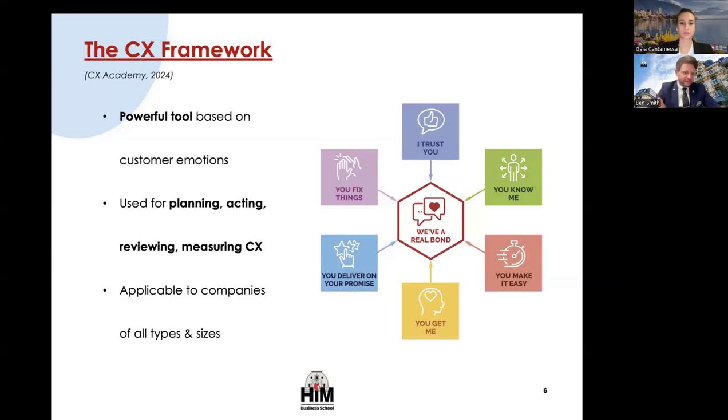So this is used by companies now to plan how they will incorporate a positive customer experience. It's also used to review what customer service or customer experience practices are already in place. And it can also be used to measure how successful the customer experience is. To keep the theory simple, they've been given quite easy to remember names. So: I trust you, you know me, you make it easy, you get me, you deliver on your promise, and you fix things.